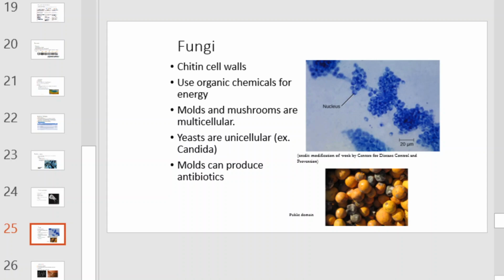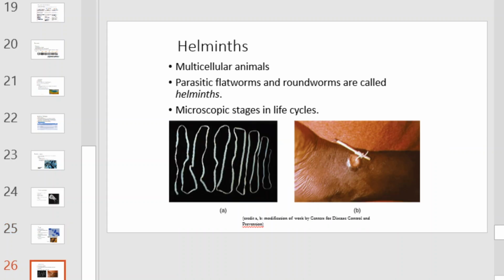Fungi. The fungi have chitinous cell walls. They use organic chemicals for energy. Molds and mushrooms are the multicellular varieties of fungi, while yeasts are the unicellular varieties. Molds can also produce antibiotics. Helminths. Helminths are multicellular animals. Helminths are parasitic flat and roundworms. They often have microscopic stages in their lives.